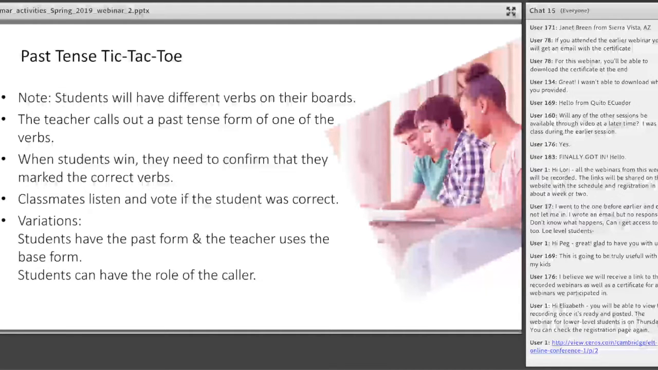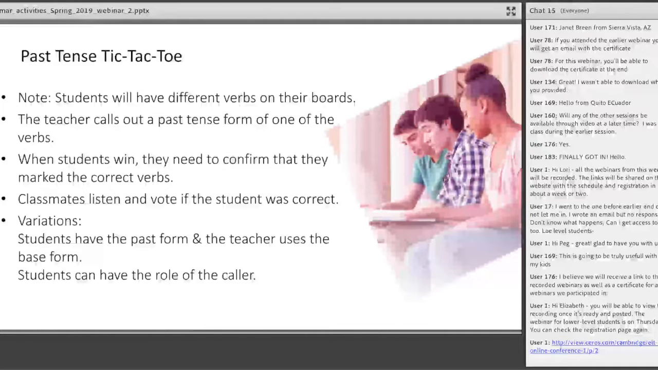You could have a variation where, of course, the students would have the past tense form written down and the teacher uses the base form. You can also do this where the students have the role of the caller. So the student is the one in charge. And I think this is a game that's very engaging. It's a fun way to practice. It's a nice way to break it up.